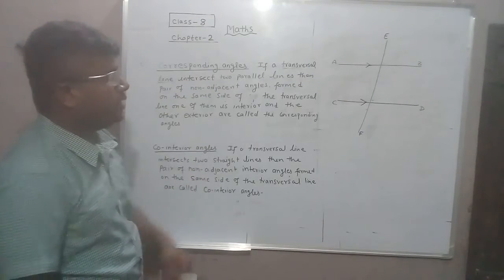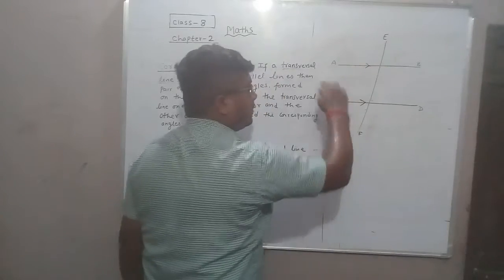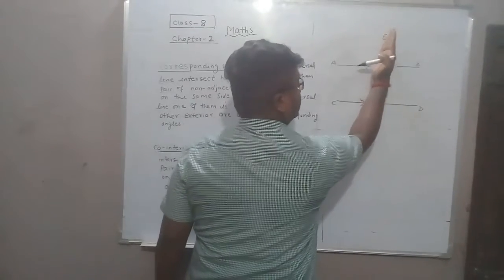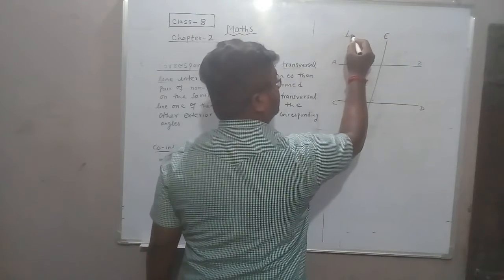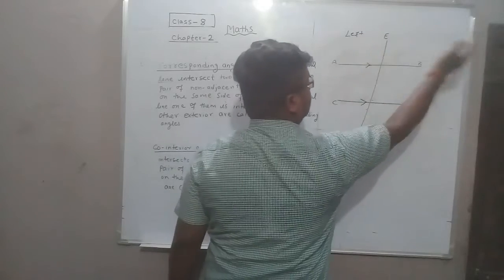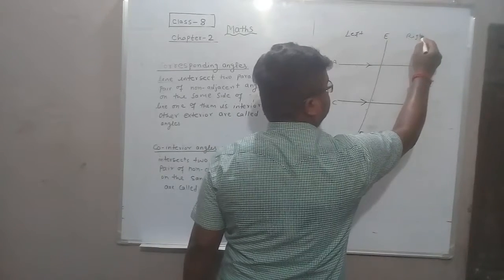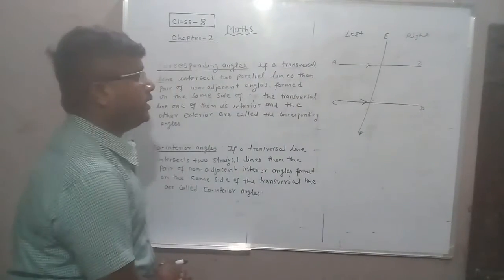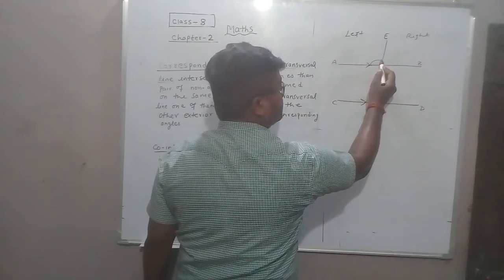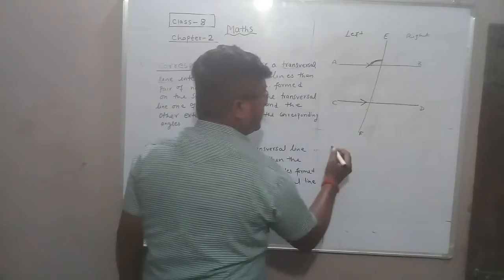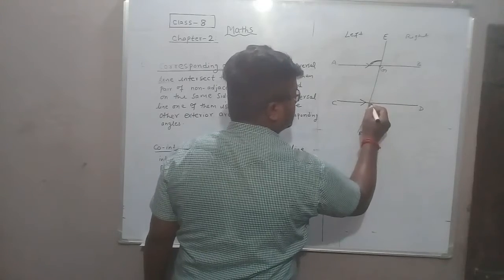So corresponding angle means, let us suppose the transversal line divides these parallel lines into two parts. From this transversal line, this side is your left hand side, and this side is your right hand side. Suppose we are looking at the left hand side, just above this parallel line, this angle is formed here. We have to give this name also, GH, suppose it is here.